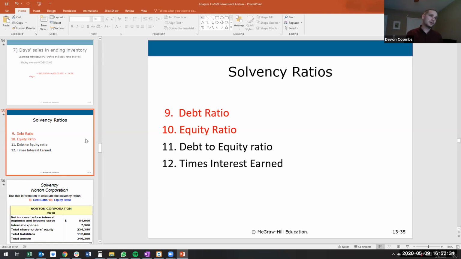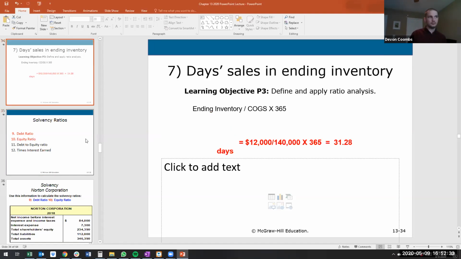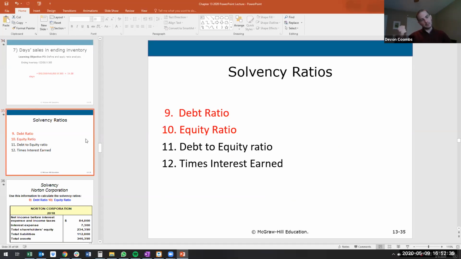Let's talk about solvency ratios. So we talked about short-term debt, right? So at the end of the day, can I pay my credit card bills? Can I pay my mortgage this year? Then long-term, can I pay my mortgage in the long term? Can I pay my student loans? All those questions are more solvency questions from a personal perspective.